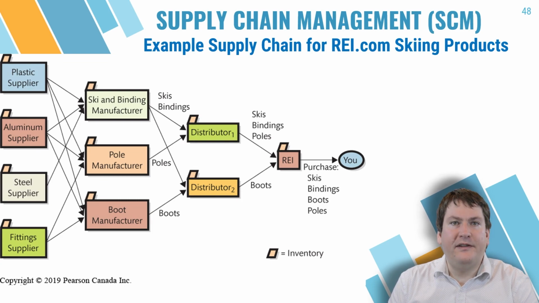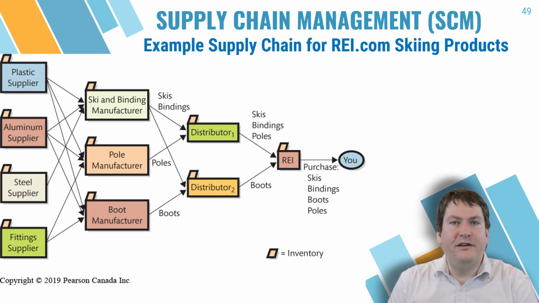You spent your money on the ski equipment. REI makes some margin on that sale and purchases the equipment from distributors, who in turn make some margin on that sale and purchase the equipment from manufacturers. Similarly, the manufacturers make some margin on their product and purchase raw materials from suppliers. At each step in the chain, more value is added to the product, but also more overhead and margin costs.